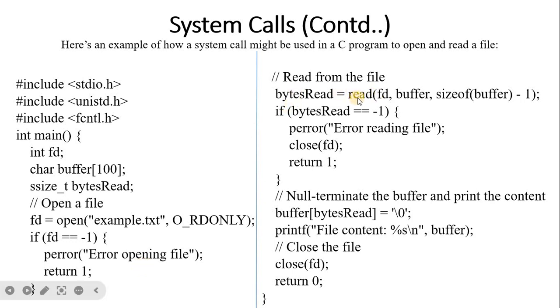Now here this is the read method, used for reading the data from the file. Okay, so here printf file content. Now here we are going to print the content of the file. Now this is a basic system call example in a C program for opening and reading the file.